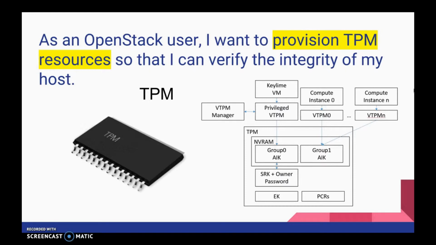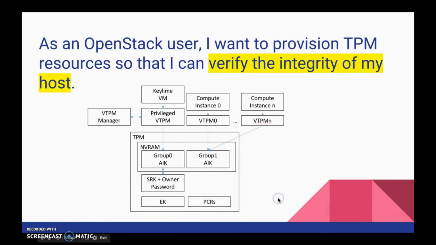The next piece, I want to provision TPM resources. So the TPM is a physical piece of computer hardware, as you can see on the left. We want to virtualize this TPM. TPM stands for Trusted Platform Module, and it's basically an 8051 microprocessor with cryptographic hardware, some NVRAM for secure storage, and a factory-programmed private key, known as the endorsement key, or EK.